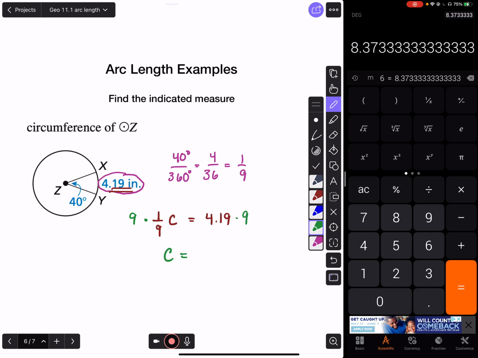And I get C equals, and I should use parentheses there so you could see it better, 4.19 times 9. That's 37.71, and we're in inches.